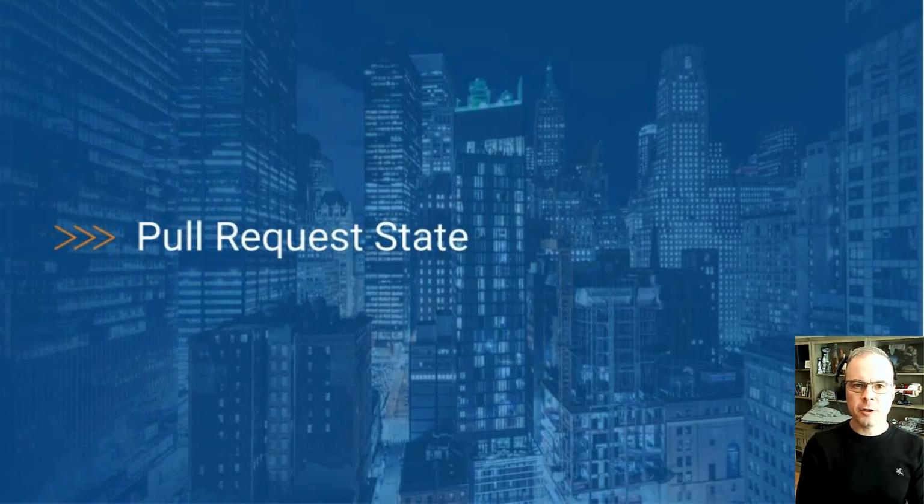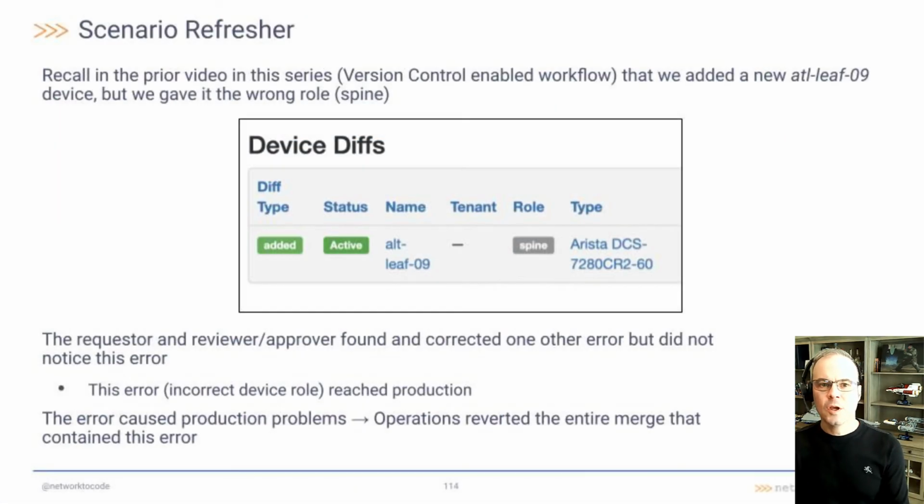We're going to take a moment here to review what our pull request state was in the prior video. To refresh your memory, in the prior video in this series, we added a new device, Atlanta Leaf 09, but we gave it the wrong role. We gave it the role of spine mistakenly. Now, neither the requester or the reviewer approver caught this error. If you recall, the reviewer caught a different error and fixed it in the PR review process, but both the requester and the reviewer missed this error of a mistaken role.